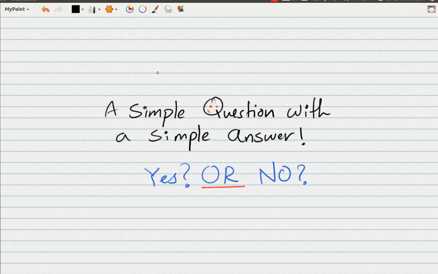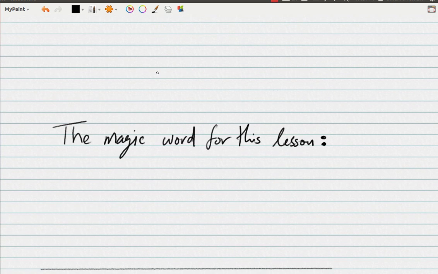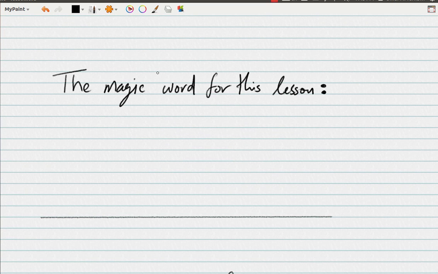In today's lesson, we're going to learn how to construct a simple question of yes or no. In Arabic, to do so, we use one word that converts any of the sentences that we used before to a question of yes or no. This word in Arabic is the word hal. Hal.